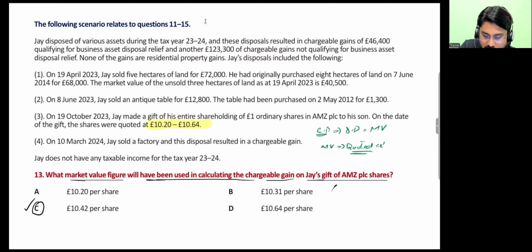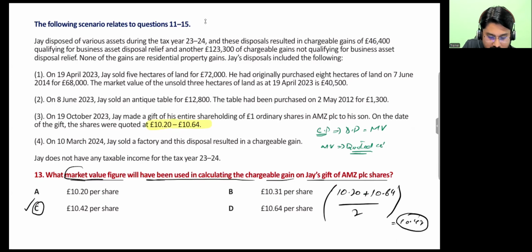How do you solve it? The majority of students prefer the average method. The average of ask and bid price is 10.20 plus 10.64, divided by 2, and you will get 10.42. So that's the market value of each share which has been used in calculating the chargeable gain. So C is the correct answer. Very good.